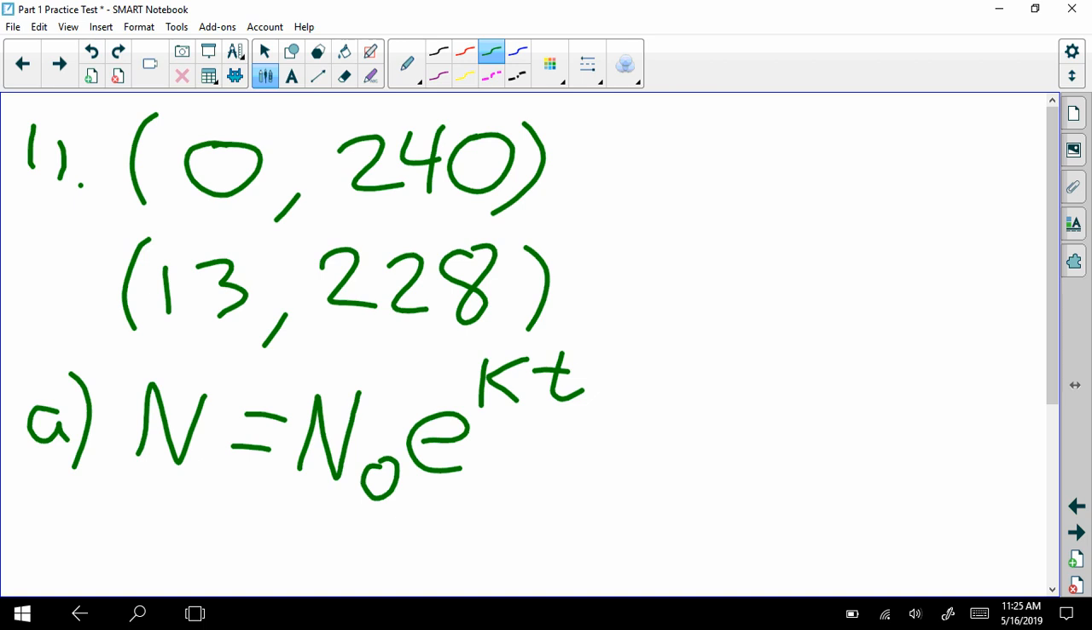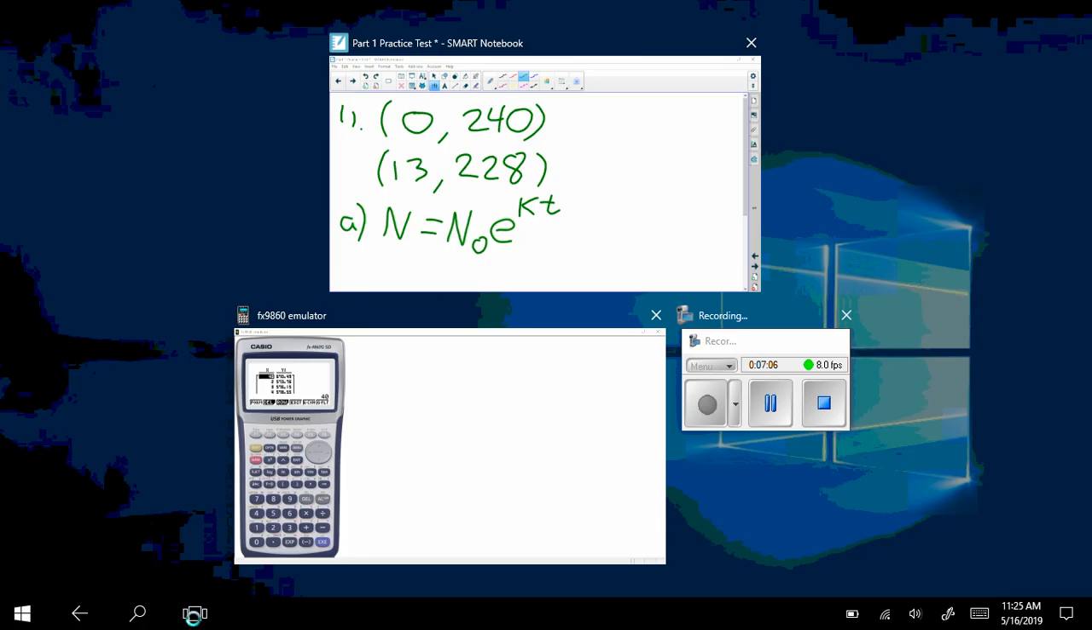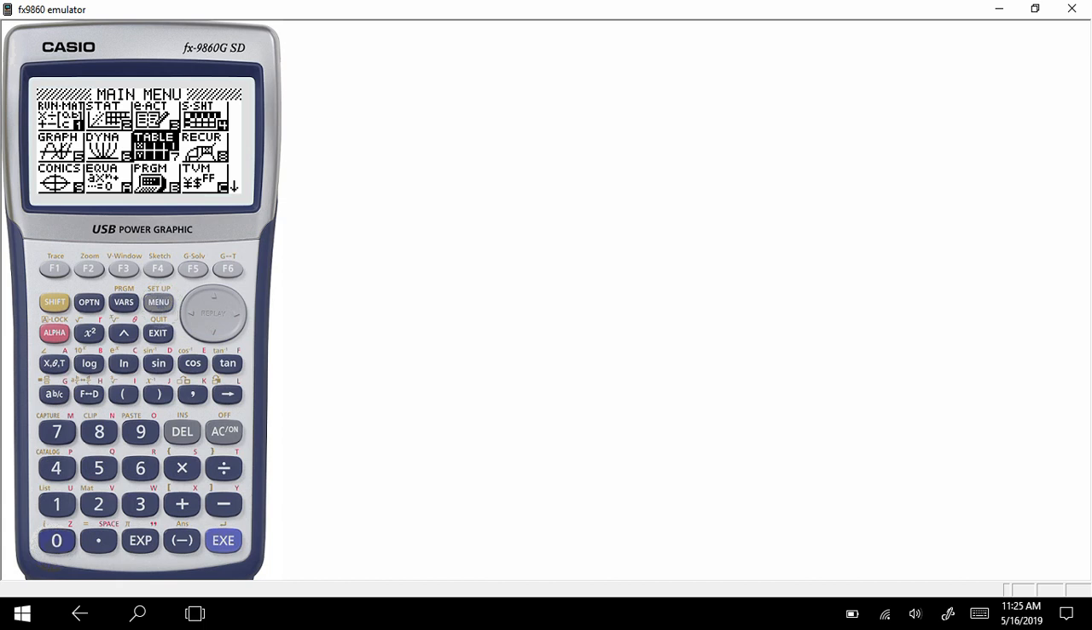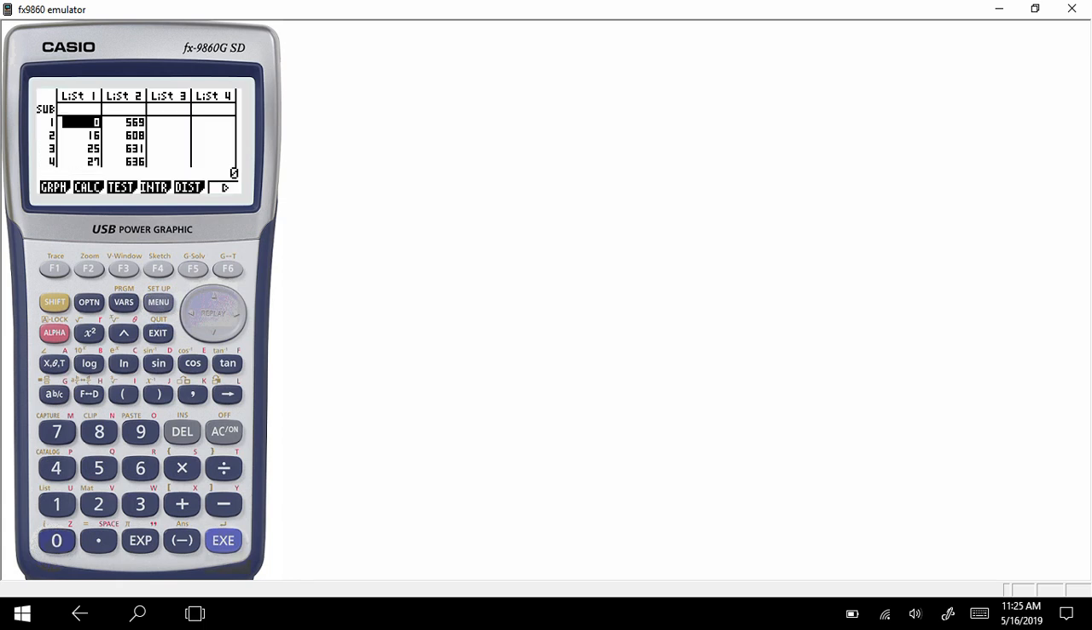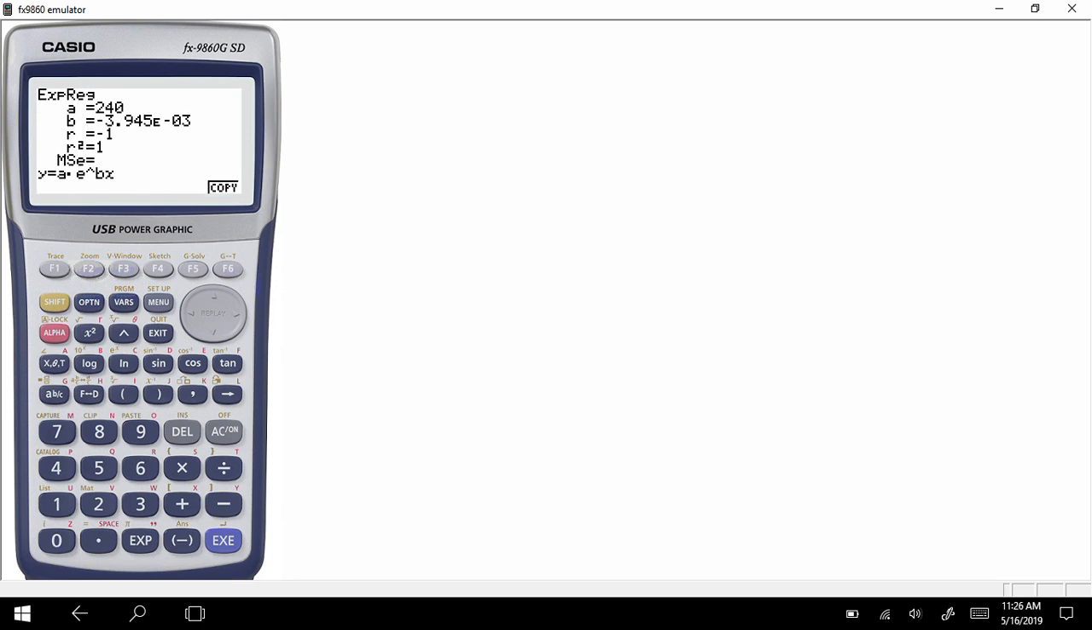So you can type these into stat. We're going to type in day 0 and day 13. Day 0 was 240 pounds, and day 13 was 228 pounds. And then if you go calc regression, you can go to exponential and choose the one that has an E in it, which is what this calculator is displaying. And you've got your entire equation right there.